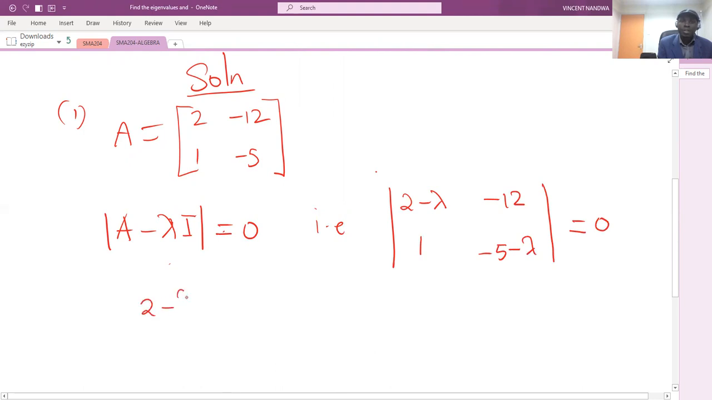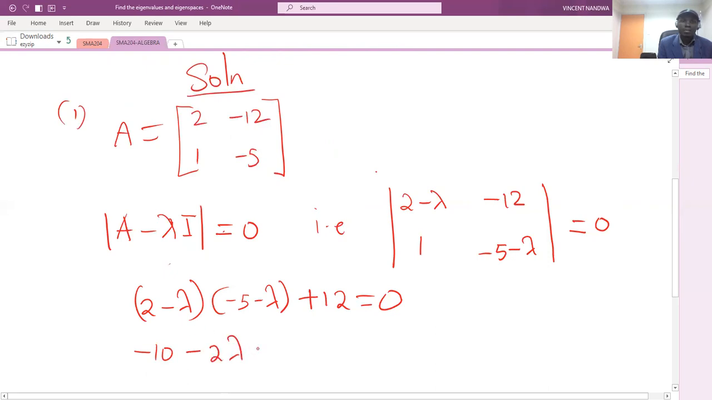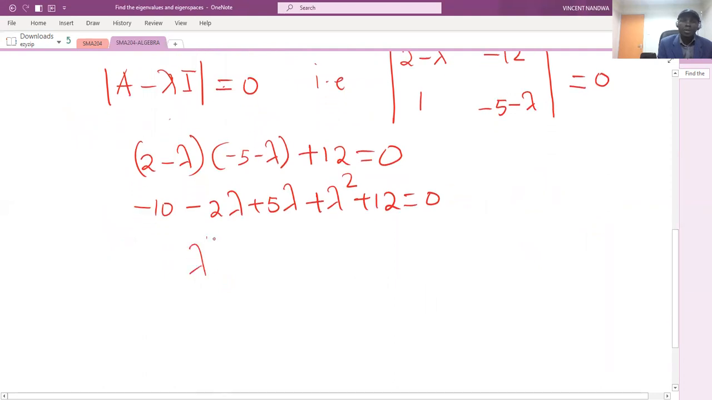So this will be (2 minus lambda) times (minus 5 minus lambda) plus 12 equals 0. So we'll have minus 10 minus 2 lambda, and then plus 5 lambda, and then plus lambda squared, plus 12 equals 0. So we'll have lambda squared plus 3 lambda, minus 10 plus 12 is plus 2, equals 0. So here the product is 2, the sum is 3. So the numbers are 1 and 2.